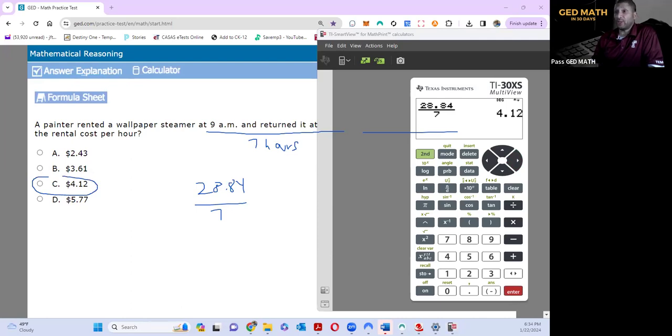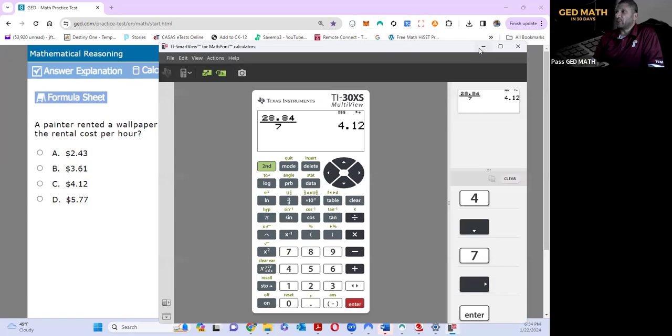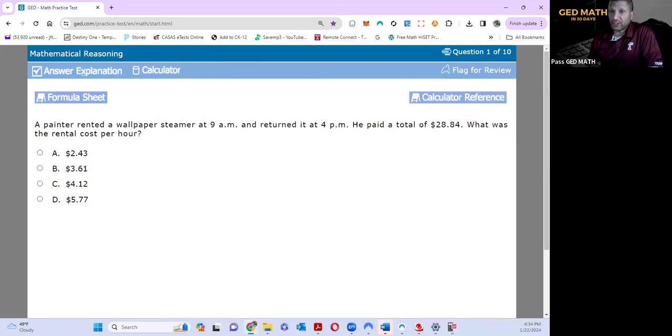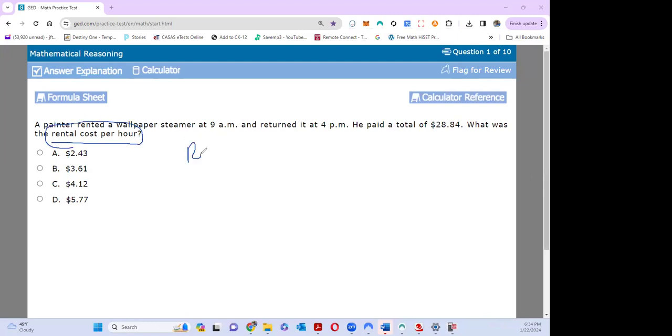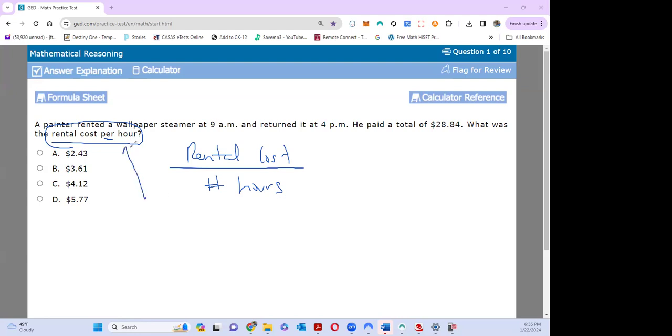You got to make sure you know how to do a problem like this. So the mistake you made is, don't just rush in when you're seeing numbers and start doing calculations. Understand what they're asking. So this is important. Rental cost per hour is telling you what to do. Rental costs is going to be my numerator. Per means division. Number of hours is my denominator.